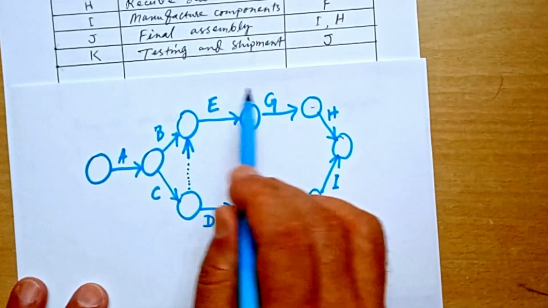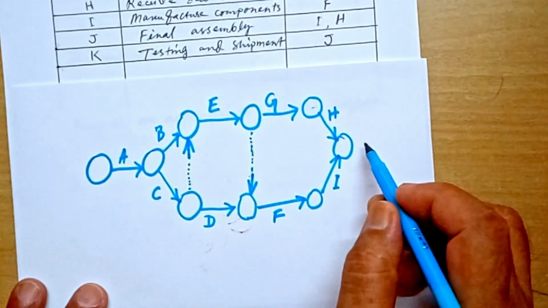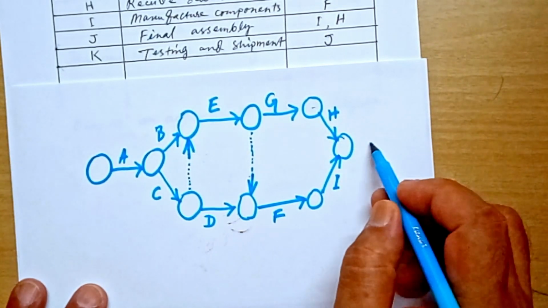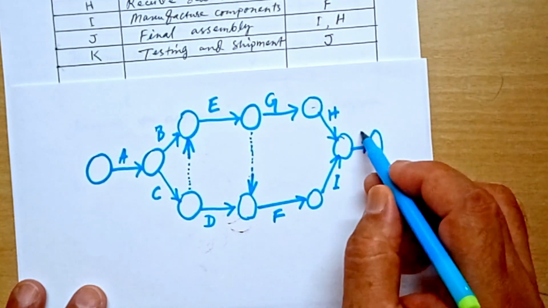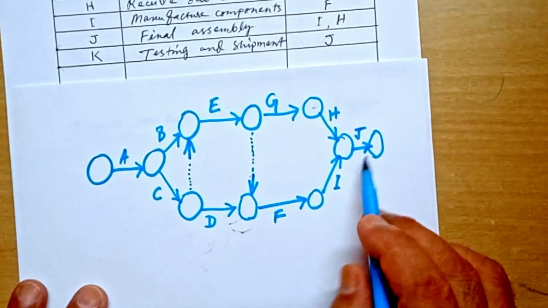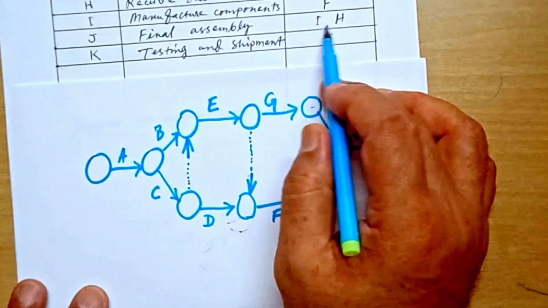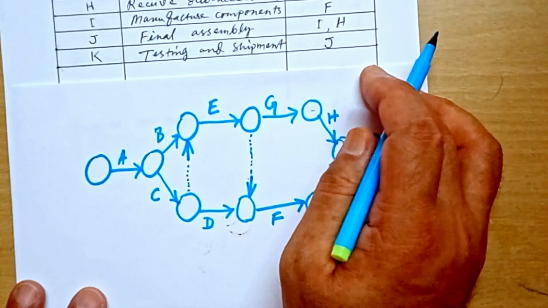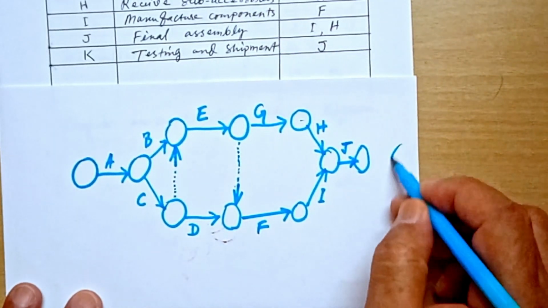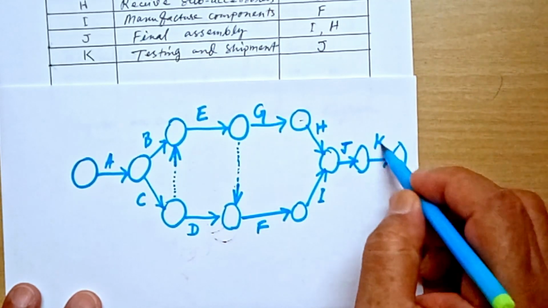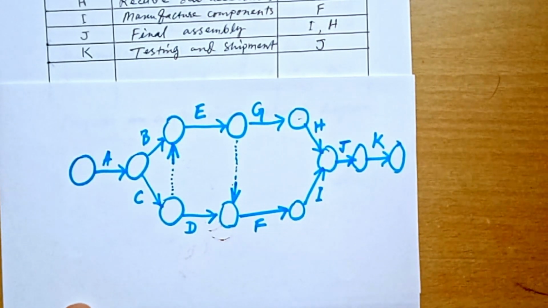After that, J has two predecessors, I and H. So obviously there must be one activity here which is J, which has two immediate predecessors, I and H. And finally, the last activity is K, which has only one immediate predecessor, J. So this is K. K is the last activity.